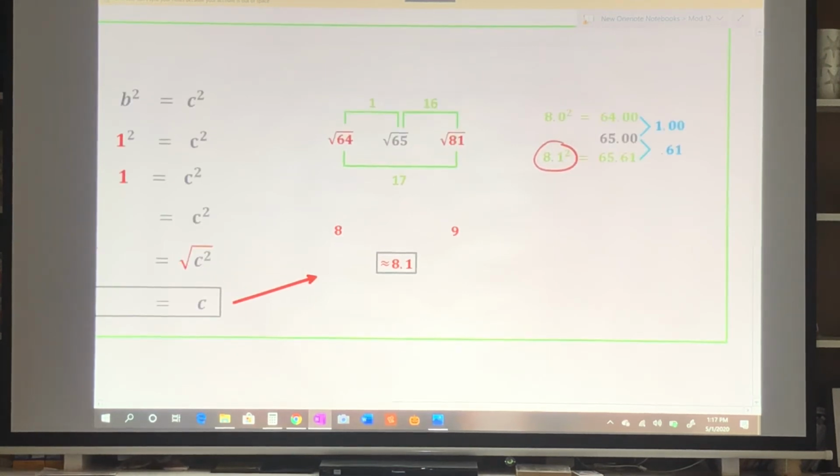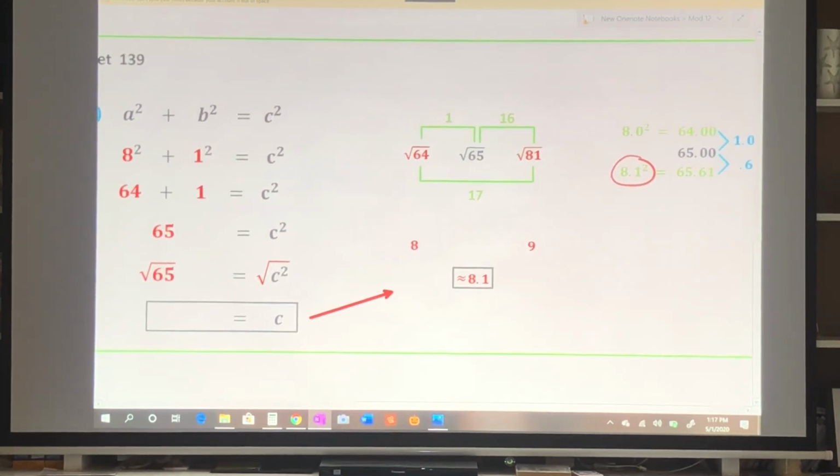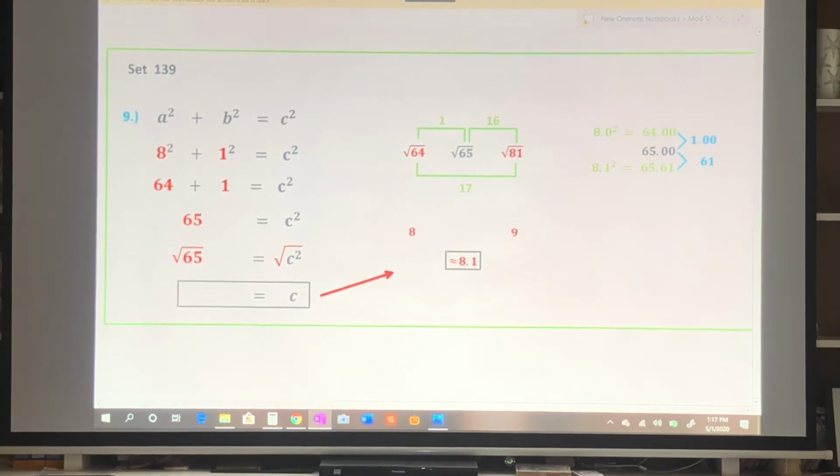We've done these. They're not fun, but we've done them. So freeze the video if you need to, rewind it, all that good stuff, and you'll be back in business.